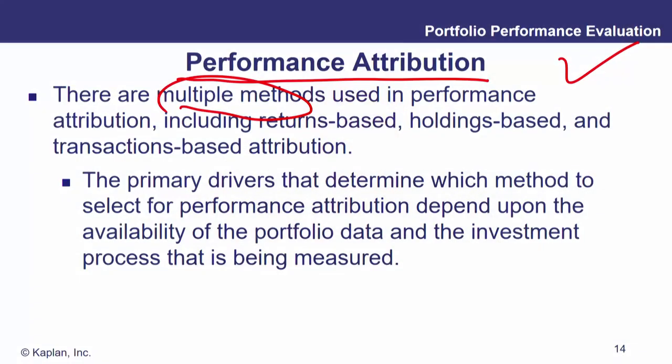Well, first of all, in the question, they're likely going to tell you which method to use. But in the real world, how do we determine which one of these methods we use? Well, it's going to depend, first of all, on the availability of the data. Each of these three methods requires different amounts of data and different types of data. And then, what are we trying to measure? So the available data and really the purpose of why we're doing this attribution will guide us into which of the three methods we need to select.